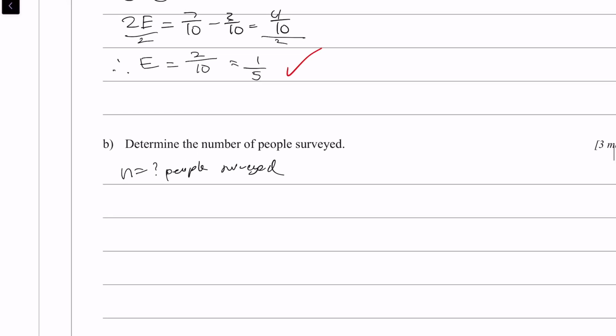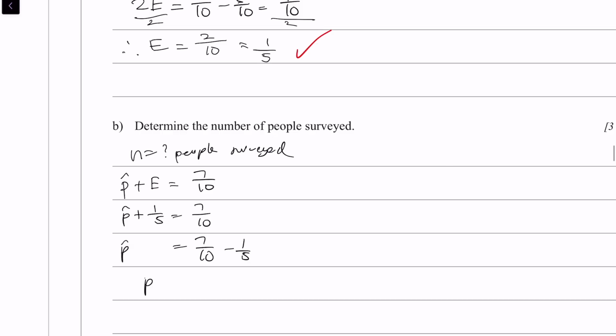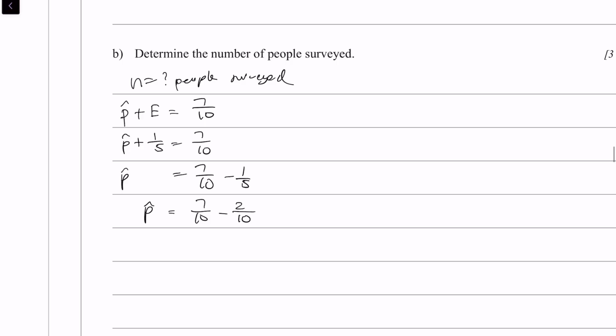So p hat plus E, we know that's 7/10, but we know that E is 1/5, okay, over 7/10. And so what happens there is we can minus 1/5 on both sides and make the denominators the same. So that's just a factor of 2, and then just minus the numerators now, and that'll be a half.